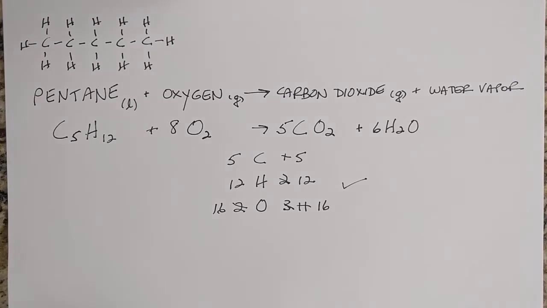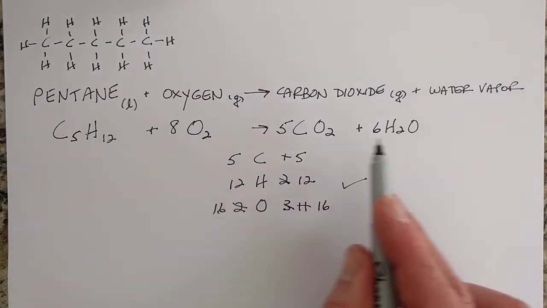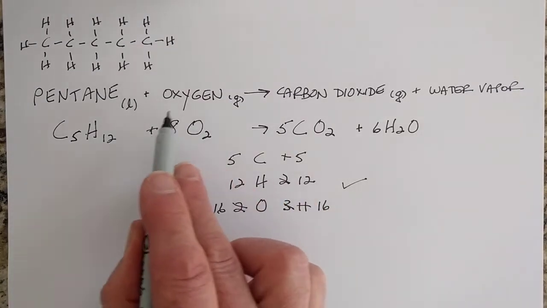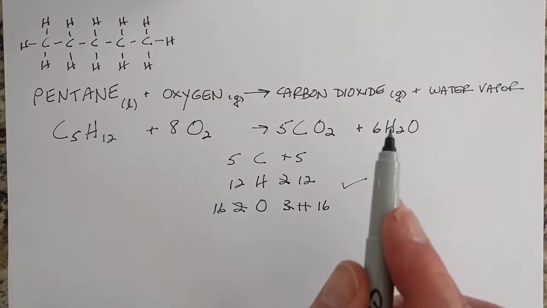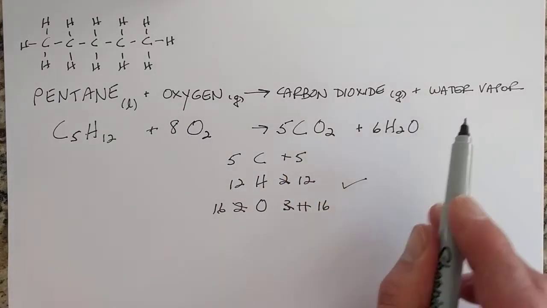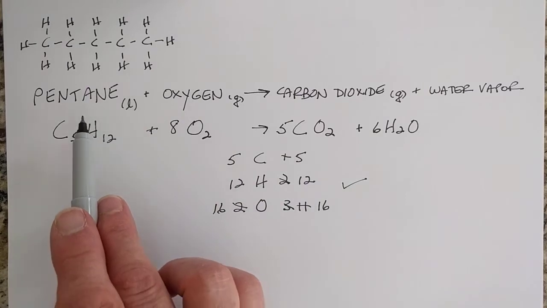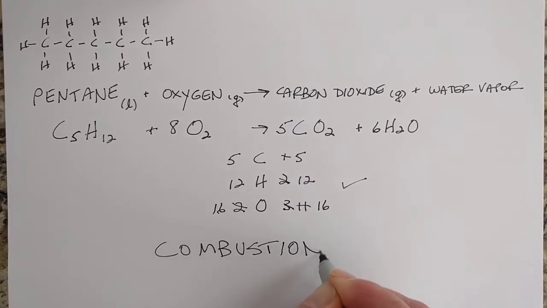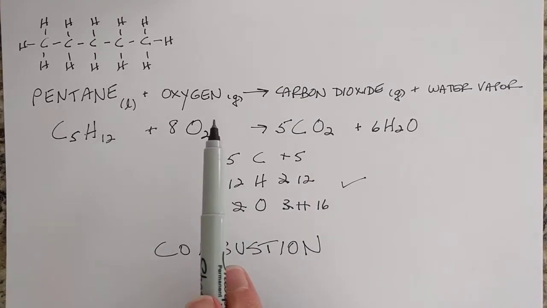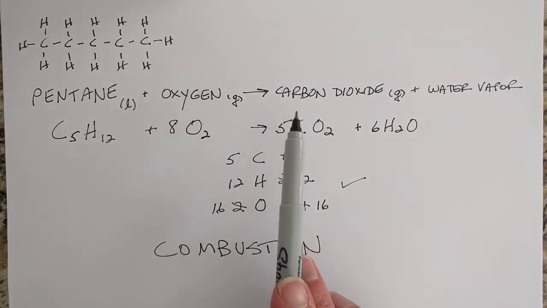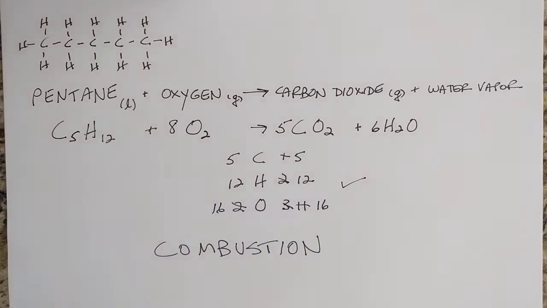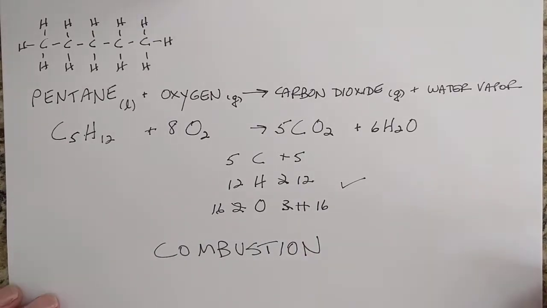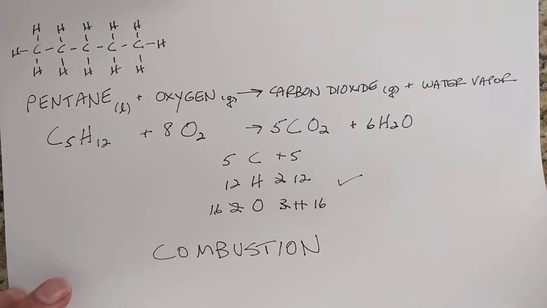We are balanced. And this type of reaction where we have oxygen as a reactant and we get carbon dioxide and water, specifically this is combustion of a hydrocarbon. So this is combustion. And just like with the Bunsen burner, if you have this reaction, you're going to get heat and light. You'll get energy from this reaction.